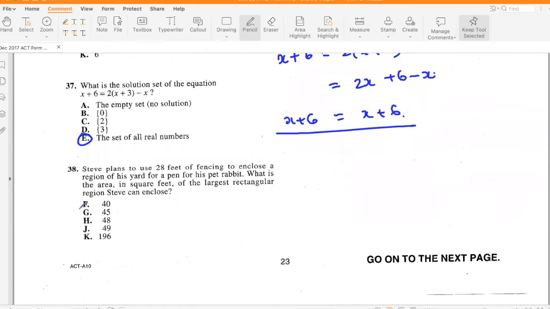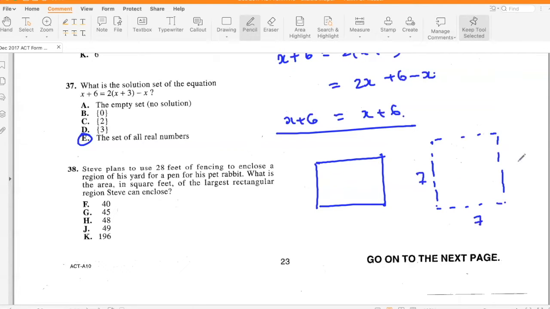Steve plans to use 28 feet of fencing to enclose a region in his yard for a pen for his pet rabbit. What is the area of the largest rectangular region Steve can enclose? So 28 feet of fencing. To maximize the area, he should make a square. That means that each of these sides would be 7 because 7 into 4 is 28. So the largest area would be 49.